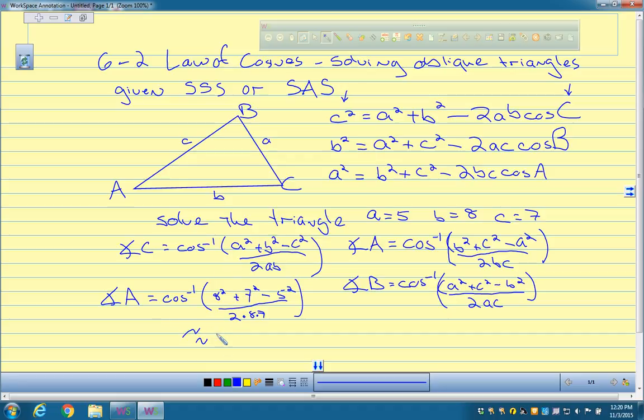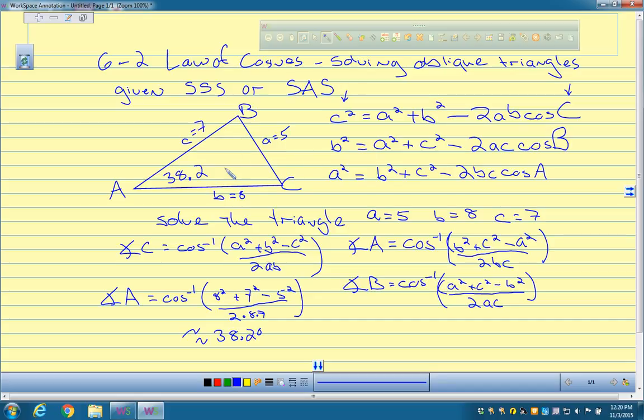And so in any case, when you plug this in, did anyone do that? You should get that this angle here is about 38.2 degrees, okay? So angle A is approximately 38.2. And if I know that this is 5, and B is 8, and C is 7, okay? Now how could I find angle B?